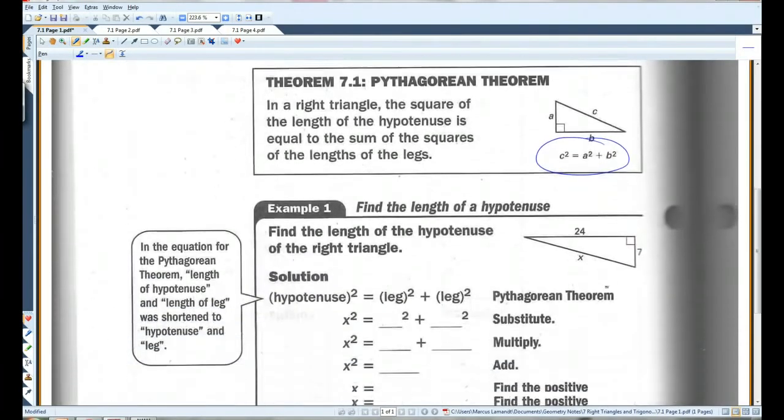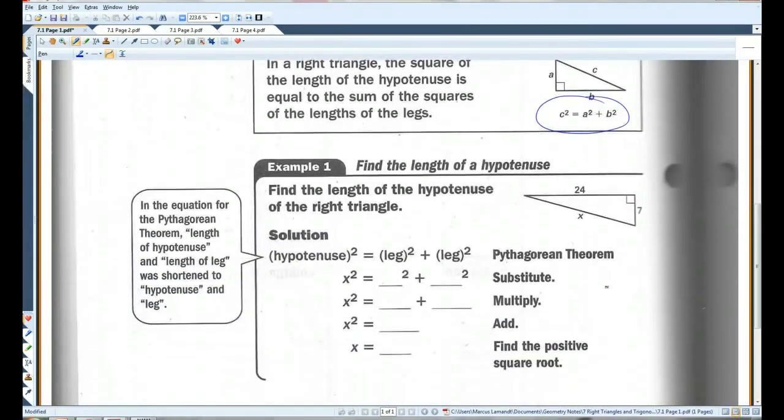I'll do a quick example. Find the length of the hypotenuse of the right triangle. So we're going to use c squared equals a squared plus b squared. C is always the hypotenuse. The hypotenuse, if you guys remember, is the longest side of the right triangle. So in this case, it's x. So this is x squared. A and b, it doesn't matter which one you put as a, which one you put as b, as long as a and b are the legs. So I'm going to put 7 for the first one and 24 for the second one.